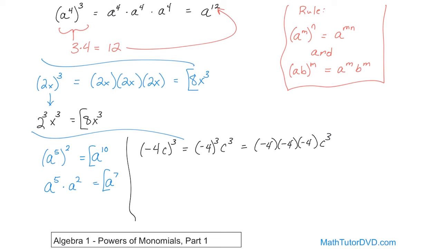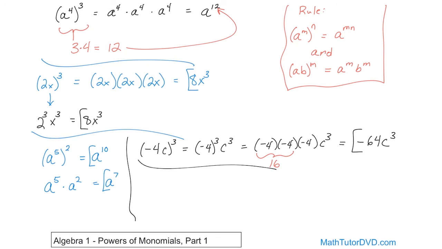The answer to the question is going to boil down to what is this? Well, start with the first two numbers. Negative 4 times negative 4 is going to give you positive 16. All right? And then when you take this positive 16 and multiply by negative 4, you're going to get negative 64, because negative times positive is going to give you negative. So negative 64 c cubed. So you see what you're doing is you're taking this exponent, distributing it in as a power to this whole quantity here, and then you're also doing it to the variable as well.